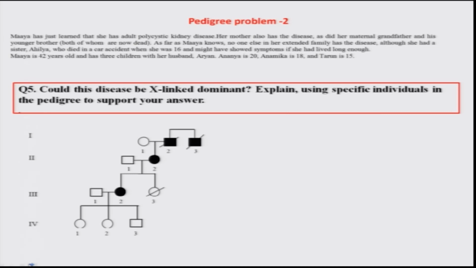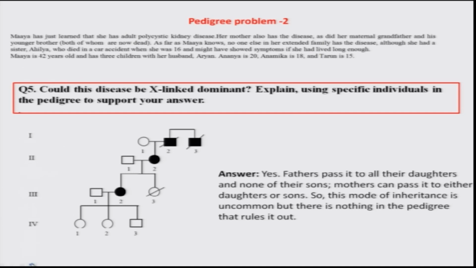So, that is what is being seen. So, it can be, but this mode of inheritance is uncommon, but there is nothing in the pedigree that rules it out. So, that was pedigree problem 2. We solved 5 questions and we ruled out why this pedigree is not X-linked recessive or autosomal recessive and X-linked dominant, and most likely this is an autosomal dominant disease.